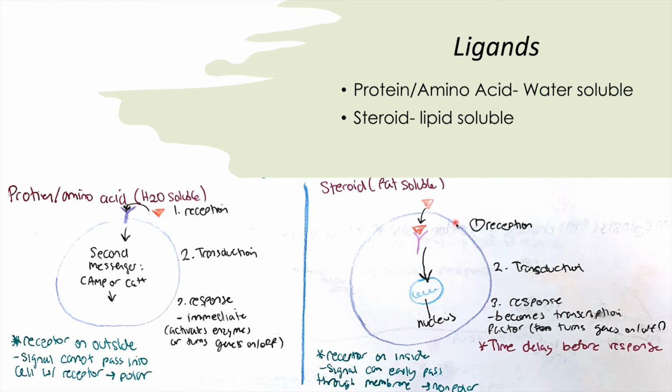If the ligand is a steroid, it is lipid soluble and can easily cross the plasma membrane. So it binds to the receptor inside the cell, either in the cytoplasm or the nucleus. Then transduction takes place within the cell. After transduction, the response occurs. The response either turns genes on or off, acting as a transcription factor inside the nucleus. The response does not occur immediately.